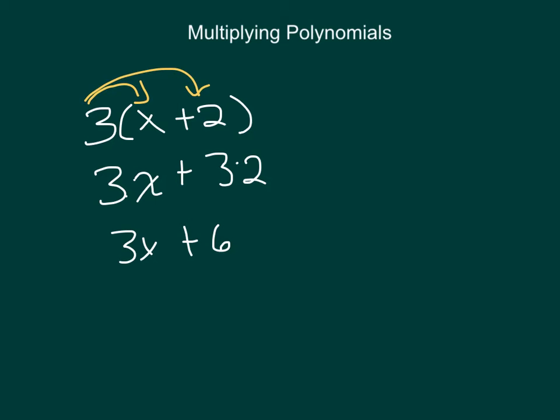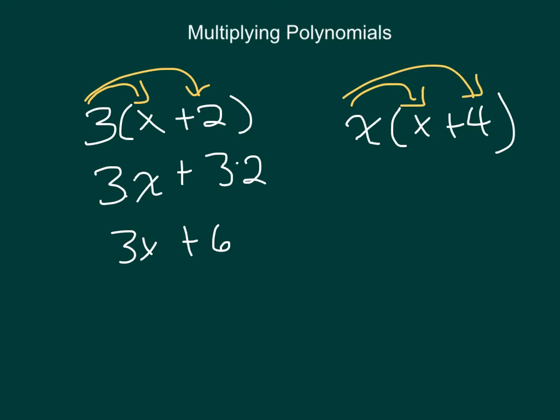Things look slightly different if you have the variable outside. But it's still the same method here. So it'd be x squared plus x times 4, which we write 4x. And that's as simple as that gets. X squared and 4x are not like terms. They do not combine. So the answer is just x squared plus 4x.